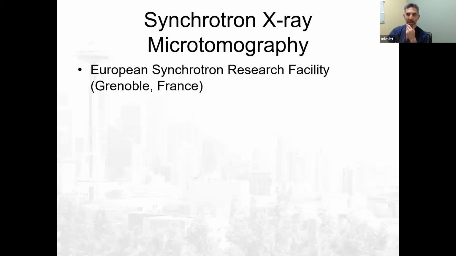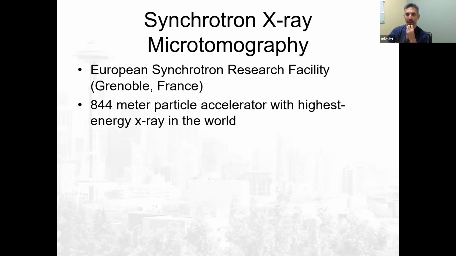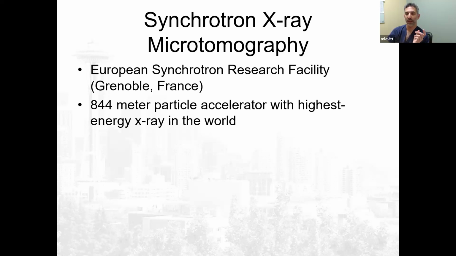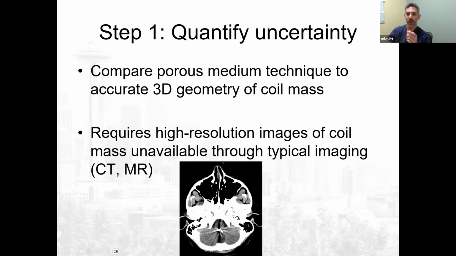So there's this thing. It's called the synchrotron X-ray or synchrotron research facility. It's a particle accelerator in France. And I don't know, why does this have anything to do with neurosurgery? Well, you can make that particle accelerator act like a really, really good CAT scanner. It has a really high energy X-ray and an imaging resolution of about 12 microns. And importantly, no beam hardening artifacts. So it doesn't make that little scatter like what you see here.